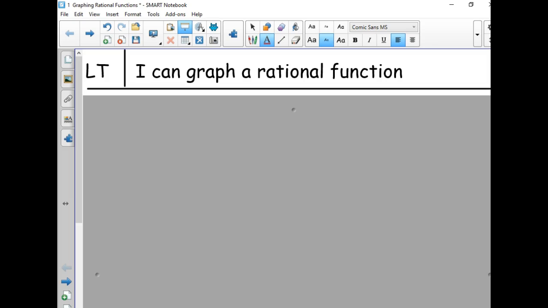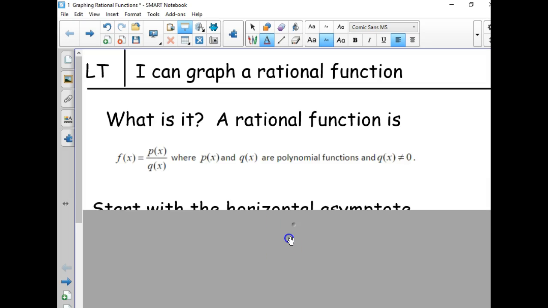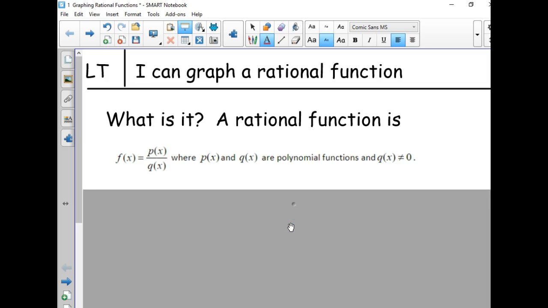Okay? That's why I really like teaching it, because well, everything's connected to calculus, but there is a lot here. The first thing we need to know about a rational function is what is it? Okay, what is a rational function? A rational function is any function where you have a polynomial in the numerator and a polynomial in the denominator.